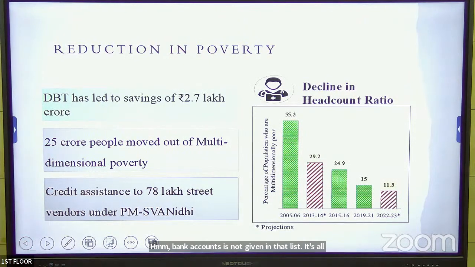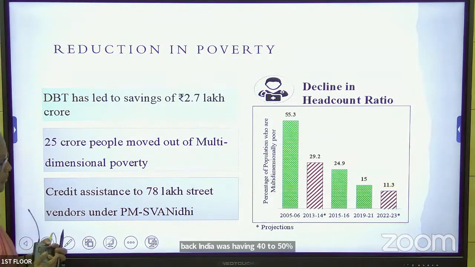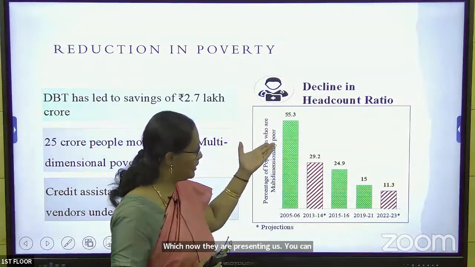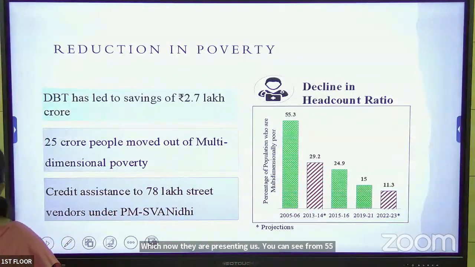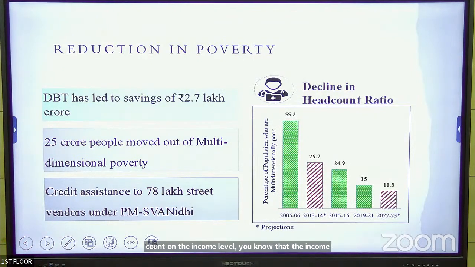So when we say education, health, and the access to the resources, according to that, a few years back, India was having 40 to 50% multidimensional poor people in the country, which now they are presenting as, you can see, from 55% coming down to 11%. According to the head count on the income level, you know that there is an income poverty measurement in the country. Yes or no? Based on one particular day's earning, this much $1 per day kind of evaluations, we still say that there is 20% of poverty, which is also coming down.